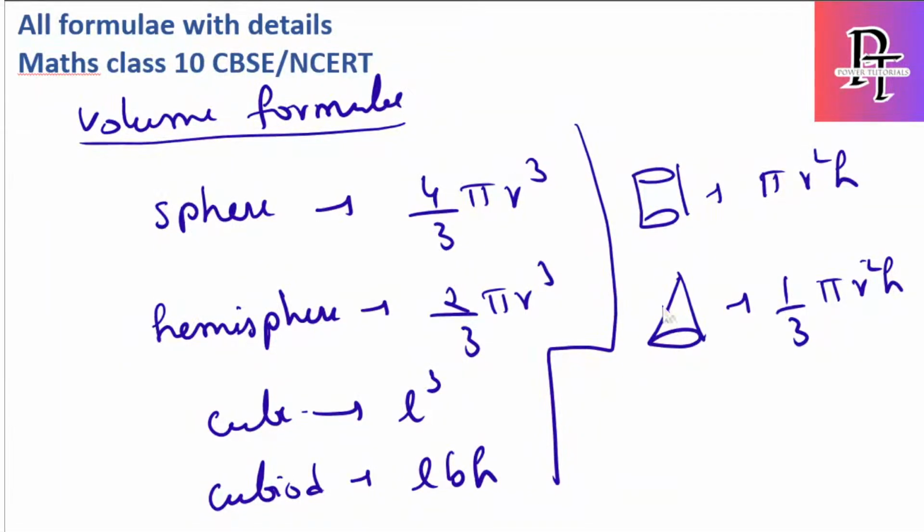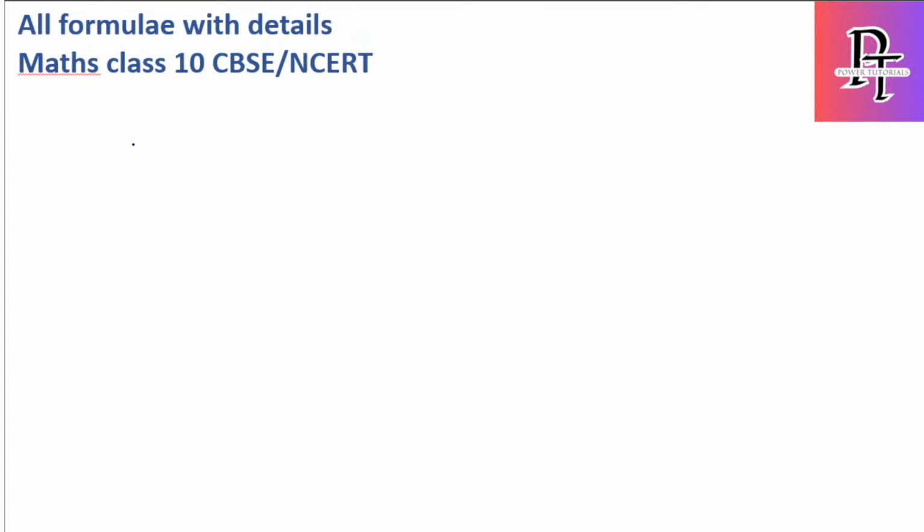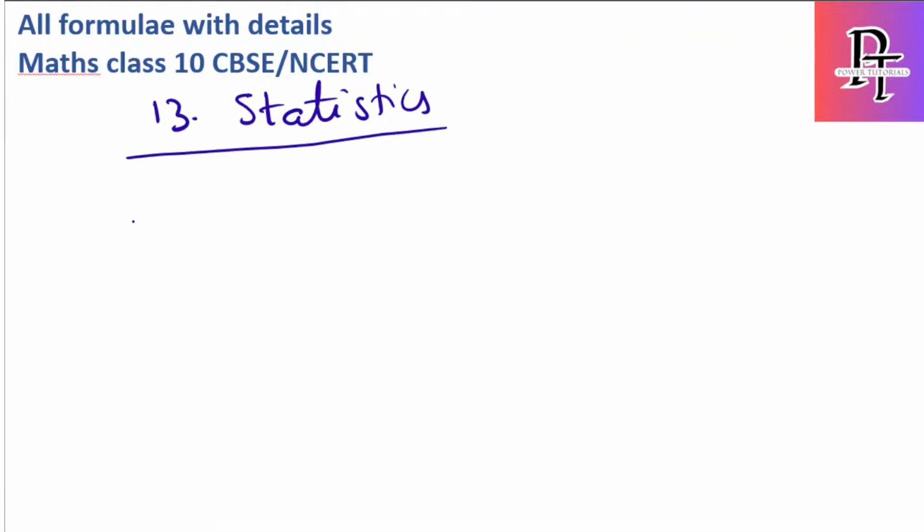Okay, so in this way the 12th chapter formulas are also done. Then we have 13th and 14th. 13th is statistics, so here also it is completely formula based. For statistics, we have 3 things: mean, median and mode. I'll write all the formulas first.